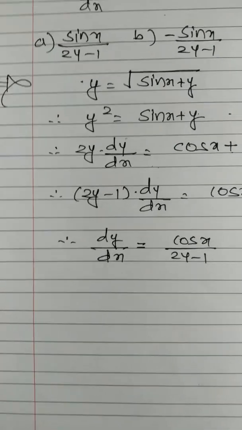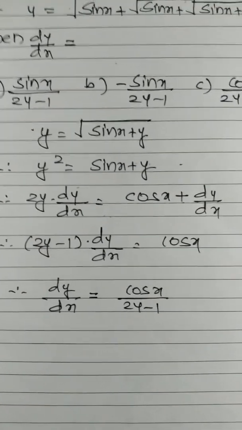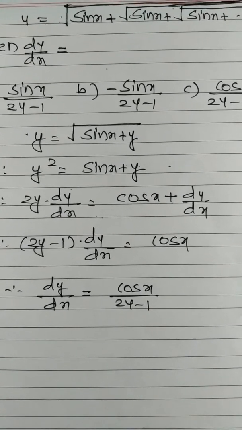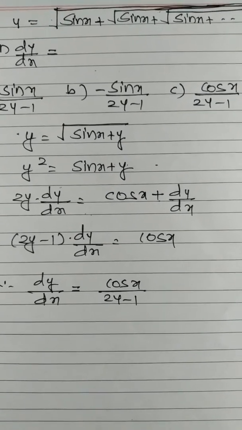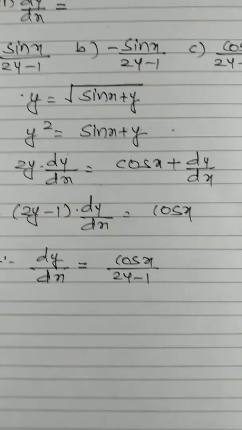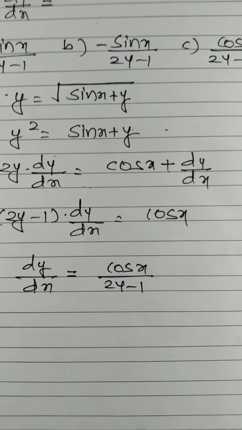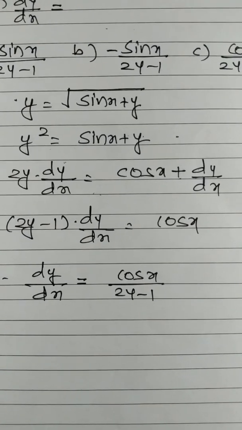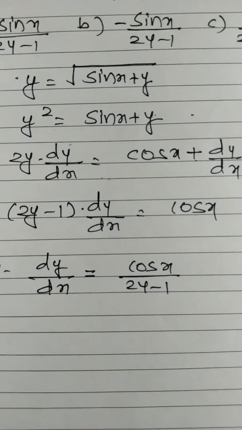For this type of question, except one term, we consider the remaining terms as y. If it is given in terms of x, then except one term, it is x. So y^2 equals sin x + y, taking the square. Taking the derivative with respect to x, 2y dy/dx equals cos x + dy/dx. Transfer dy/dx to the left, so (2y - 1) dy/dx equals cos x. Therefore, dy/dx equals cos x / (2y - 1).